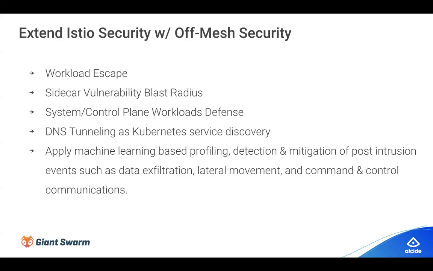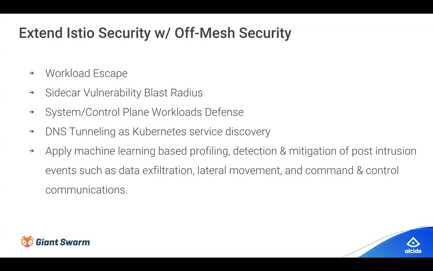DNS tunneling, given that DNS is the backbone for service discovery of the underlying network, is another good example. And of course, anything that happens or smells like anomalous behavior is something that you do want to have systems that do that sensing and perform deeper controls of what exactly is happening inside the mesh.